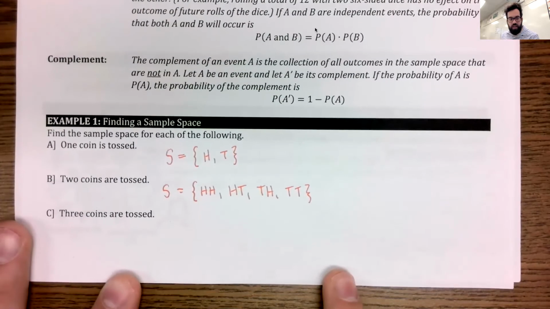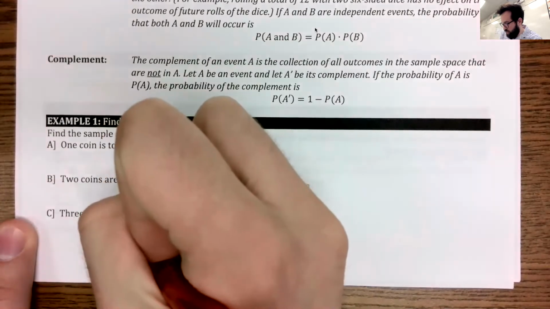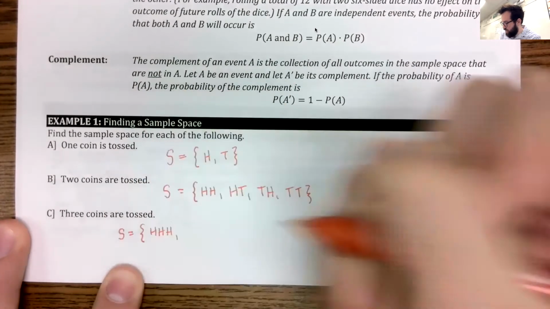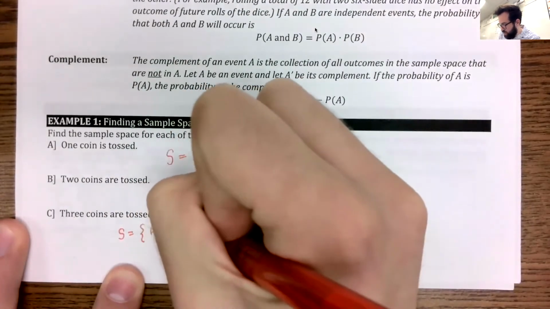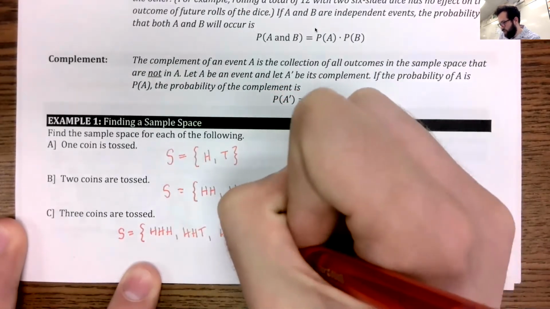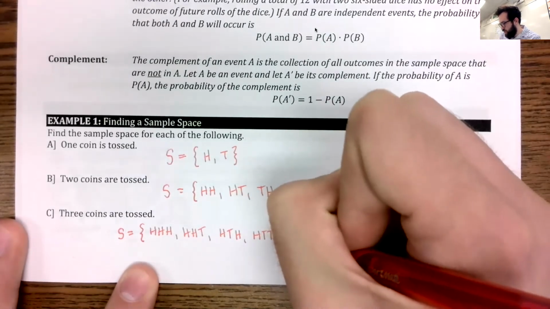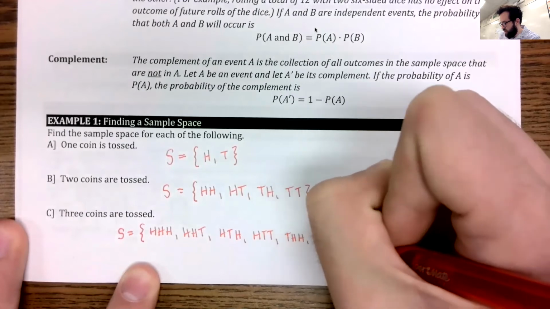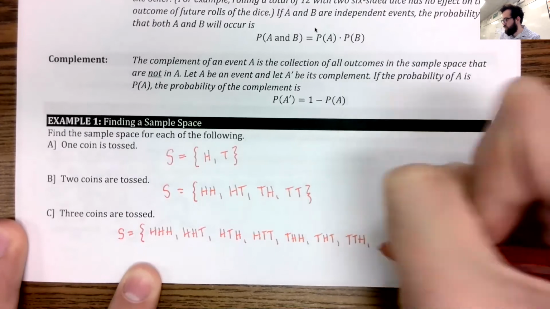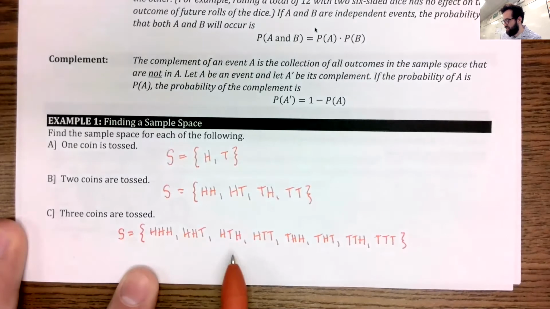All right, so we're going to do the same thing again for letter C, but with 3 coins. So we're going to have 3 letters. And so it could be heads, heads, heads. Heads, heads, tails. Could be heads, tails, heads, or heads, tails, tails. It could be tails, heads, heads, tails, heads, tails. Tails, tails, heads, or tails, tails, tails. Okay, is that all? 1, 2, 3, 4, 5, 6, 7, 8.